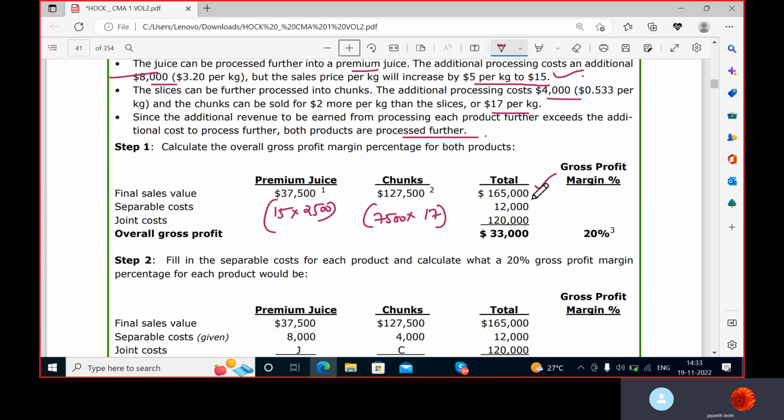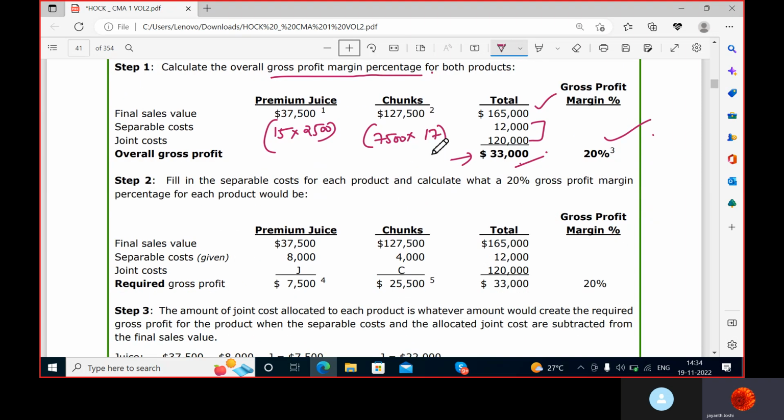165 minus these two costs would give you gross profit. Am I right? Gross profit divided by sales. Sales minus the two types of cost is your gross profit. Now, gross profit percentage is 33,000 by 165 into 100, that is 20%, correct? 33,000 divided by 165 sales, how much are you getting? 20%. Yes.